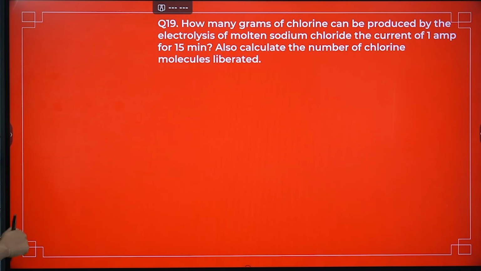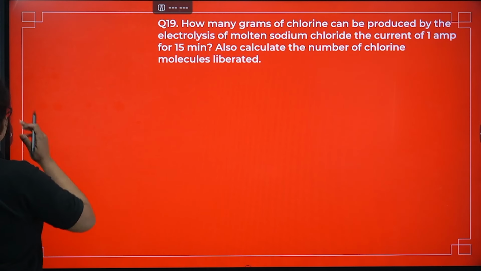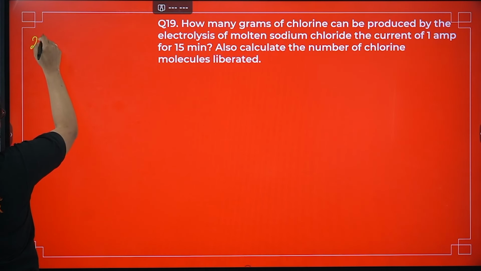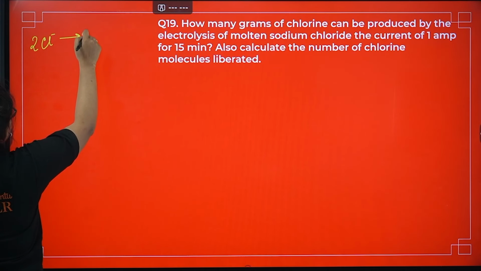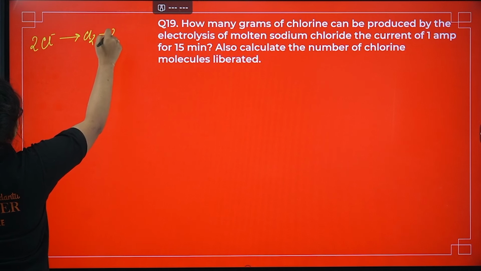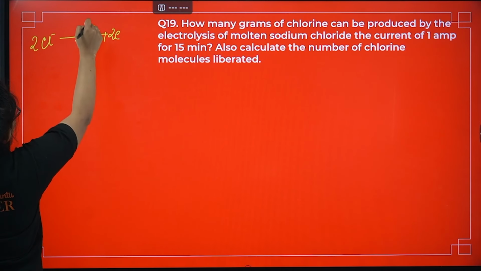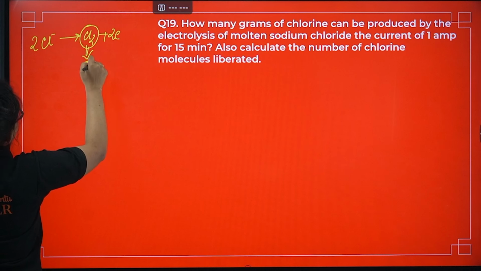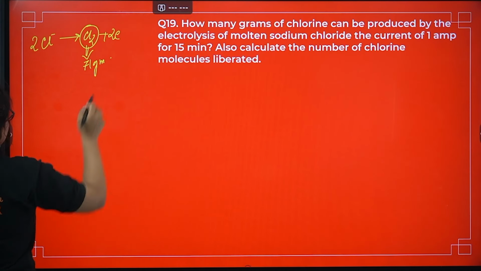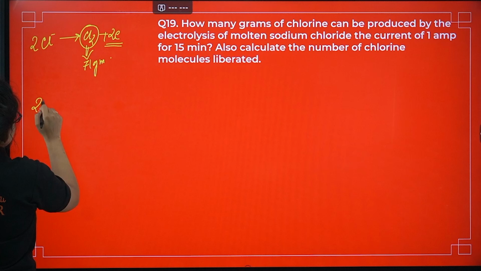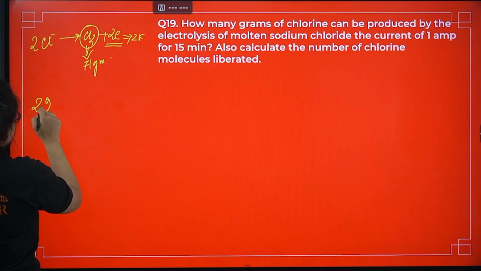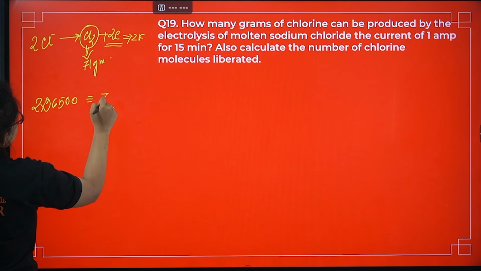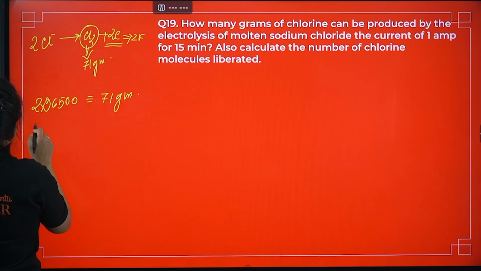First let's write the reaction. What is the reaction? Molten sodium chloride, so 2Cl minus will be converted to Cl2 plus 2 electrons. How much Cl2? 1 mole. 1 mole means how much? 71 gram. And 2 electrons you can see. 2 electrons means 2 Faraday, right? So 2 into 96500 coulomb can give you 71 gram chlorine.